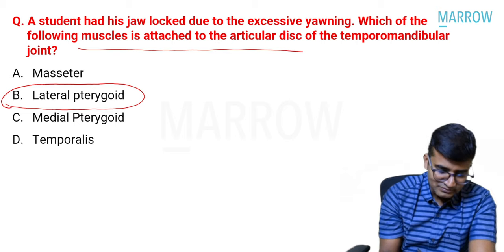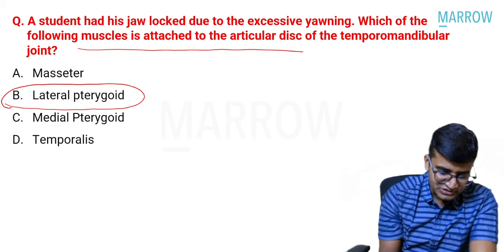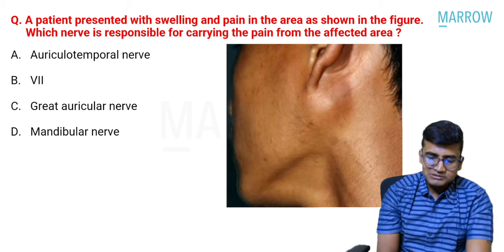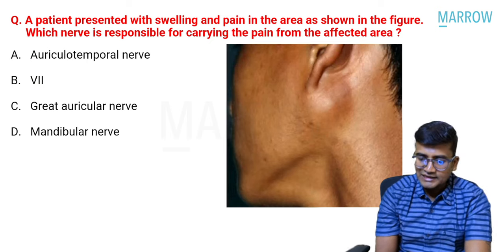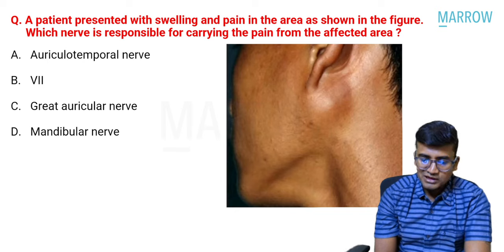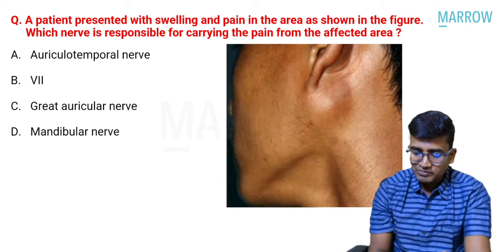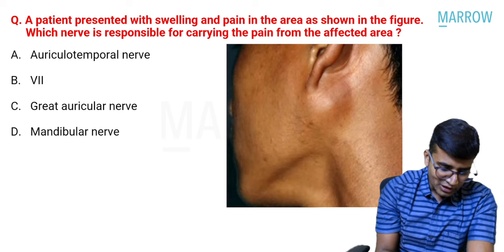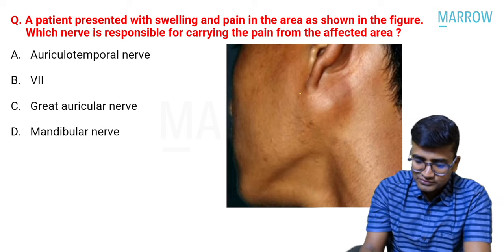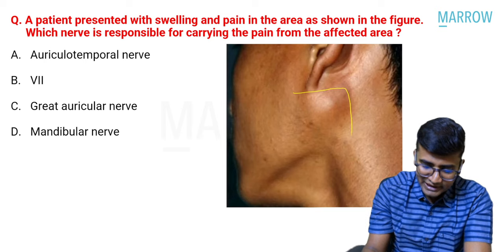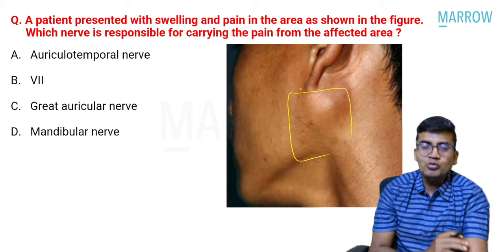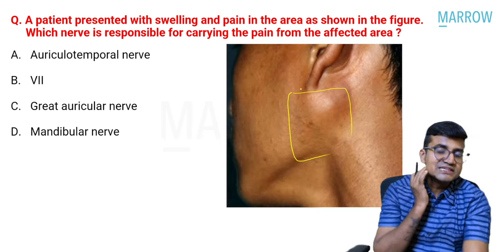Okay? Right. Now, see the next question. The patient presented with swelling and pain in the area as shown in the figure. Which nerve is responsible for carrying the fibers from the affected area? Now the patient has loss of sensation, that is pain and swelling in this area. Now who will carry the sensory fibers from this area?